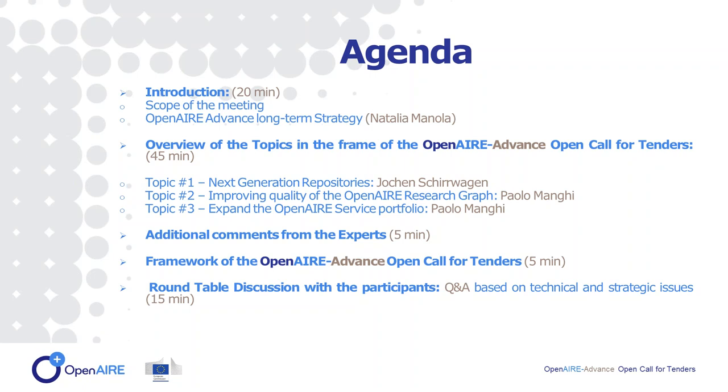As you all know, OpenAIRE Advance is a Horizon 2020 European project. I think it's the fourth in the row since 2009 when we started. It has three strategic priorities. Mainly, to empower the national open access desks network that we have, a representative organization in every European country, fostering open access to publications, data, other research works, and open science in general.